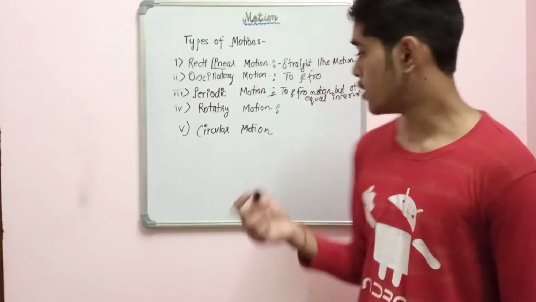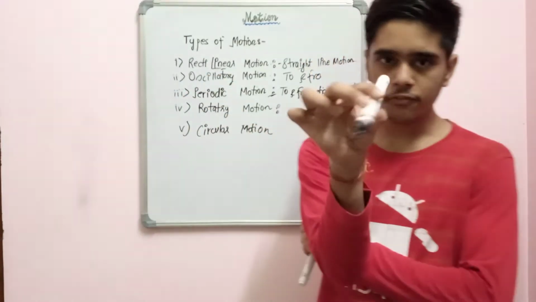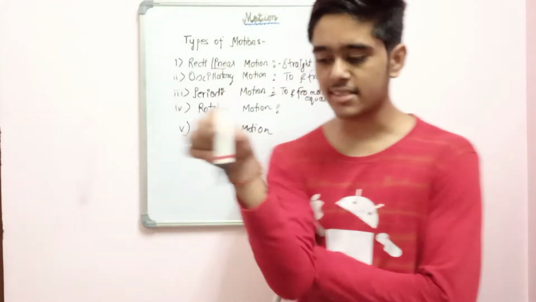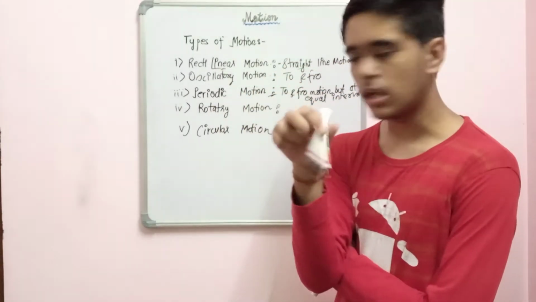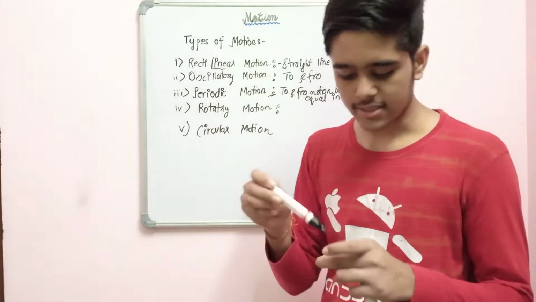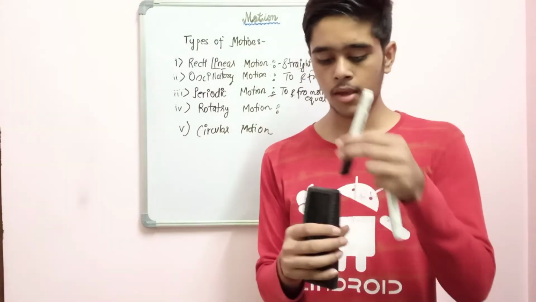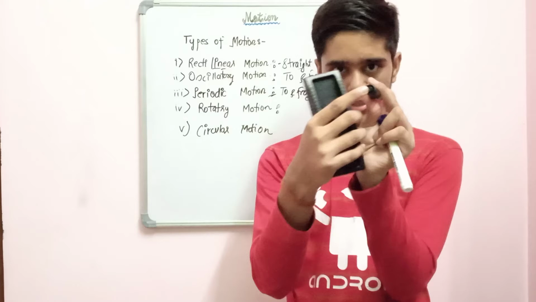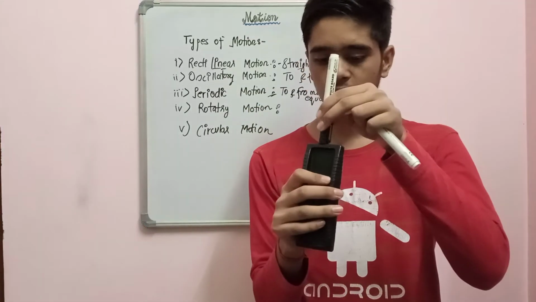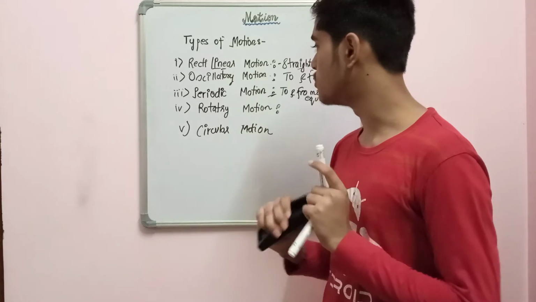Rotatory motion is too easy. There is a difference between rotatory and periodic. Rotatory means rotating about a fixed axis, like a top. A top rotates on a fixed axis. Now, if this is a duster and it is put here, it should rotate on its axis. Suppose this is its axis. If it rotates, it is rotating on an axis. So that is an example of rotatory motion.